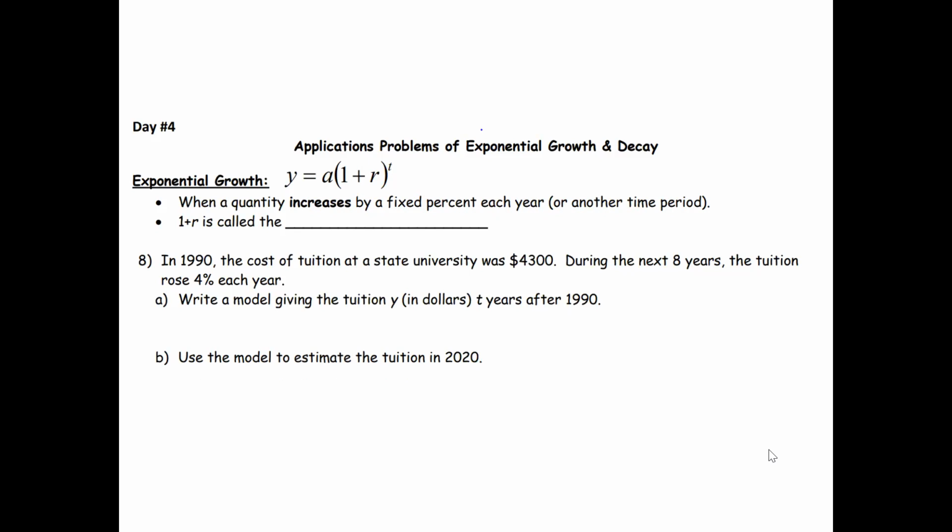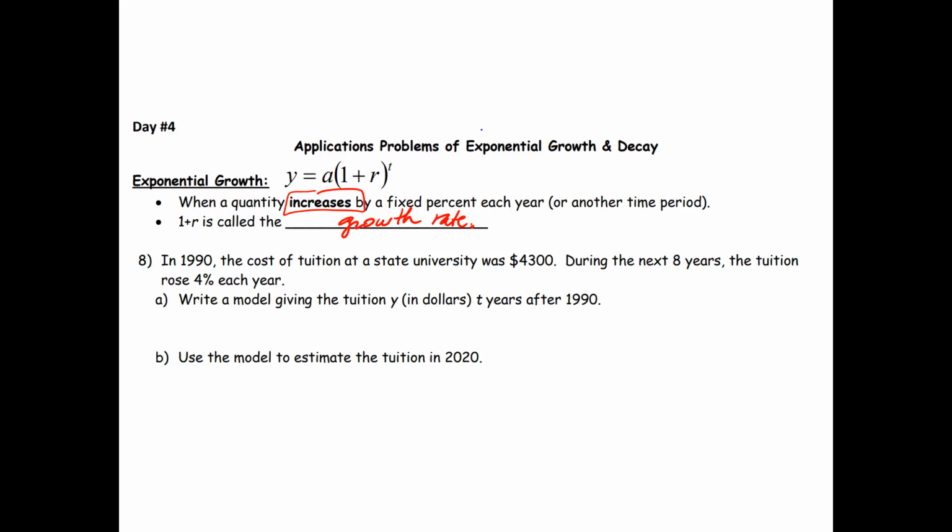All right, so let's go ahead and get started with today's stuff. We initially started off with exponential growth. When a quantity is increasing, 1 plus r is always going to be called the growth rate. Today I'm going to show you guys how we transition from exponential growth and decay into E and logs and why we use it.